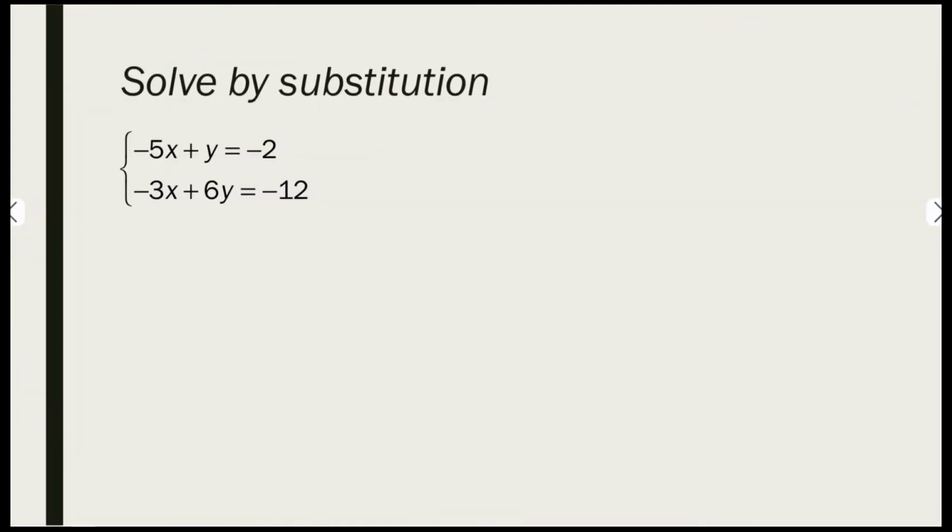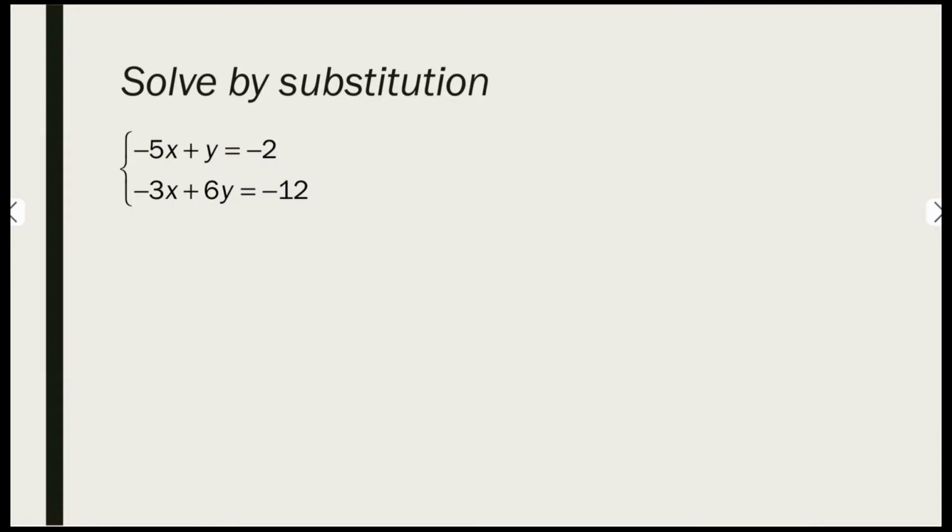So let's take a look at this system. We're going to solve it by substitution. We have negative 5x plus y equals negative 2, and negative 3x plus 6y is equal to negative 12. Again, we always want to make our lives easier, so we're going to look at both equations and pick the one that is easier to solve and pick the variable that's easier to solve.